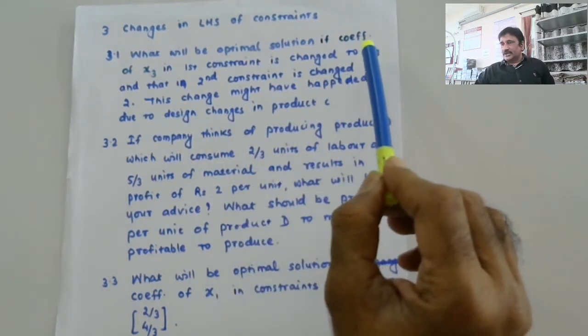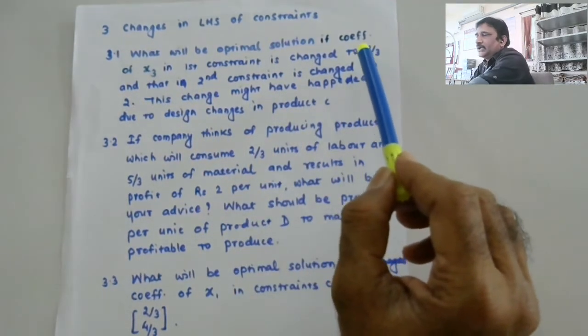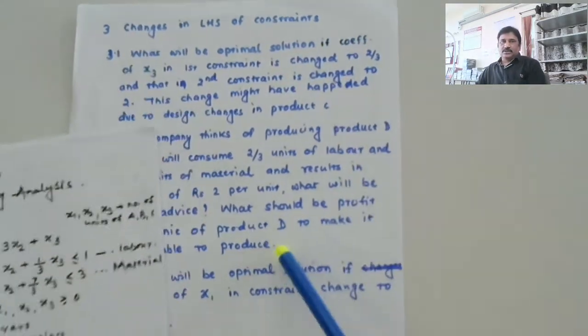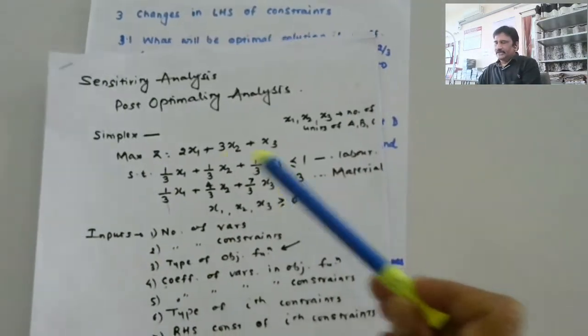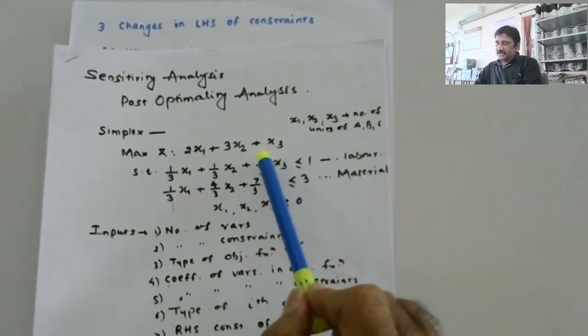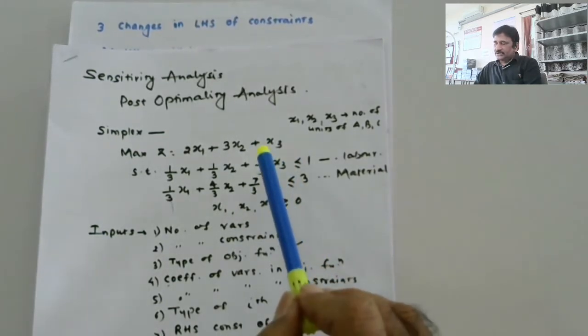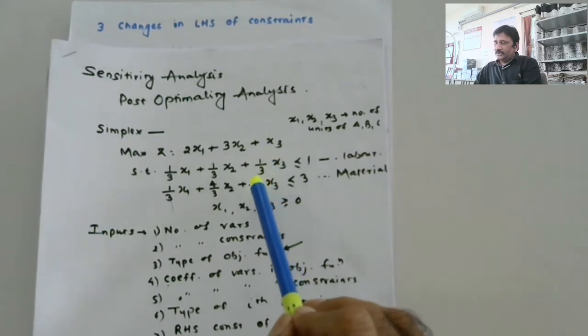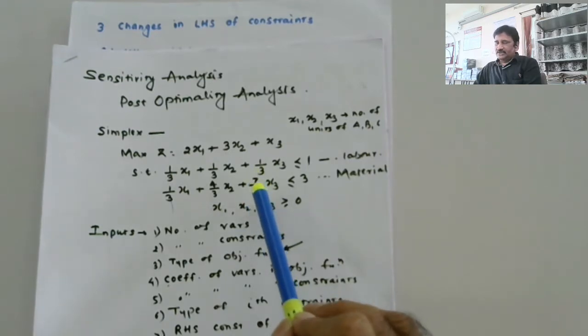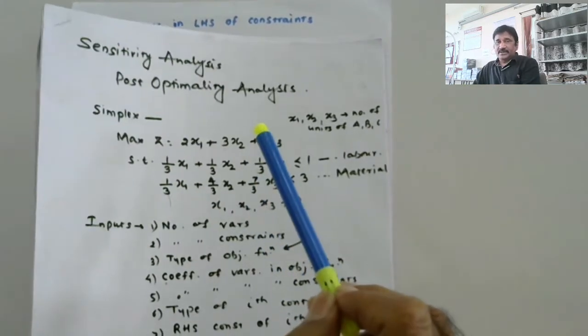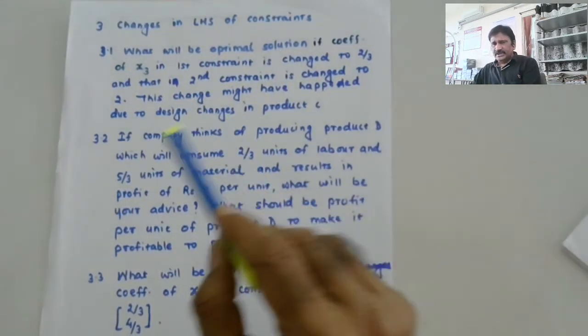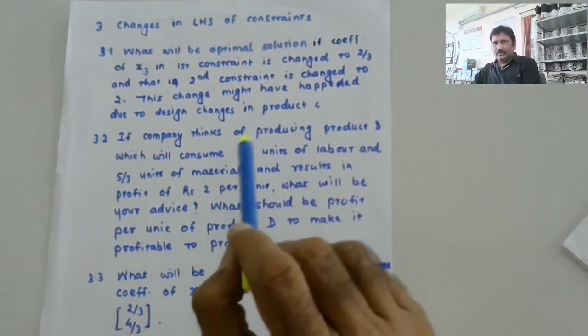The coefficient of x3 right now is 1 by 3 and 7 by 3 in the constraint, right? Now, if that coefficient changes to 2 by 3 and 2, this 1 by 3 changes to 2 by 3 and 7 by 3 changes to 2, that is 6 by 3, right? What will be the optimal solution, right? And the second question, we'll be handling them one by one.